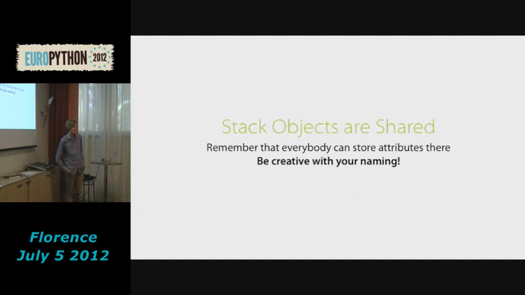So these stack objects are shared. You can modify them as you want, but you will have to be somewhat creative with the naming of your own attributes, because this is a shared space. This is like one namespace. Everybody can put stuff on there. So if you put an object called context on it, it's very generic, or connection, you should call it my_application_connection or something like that.